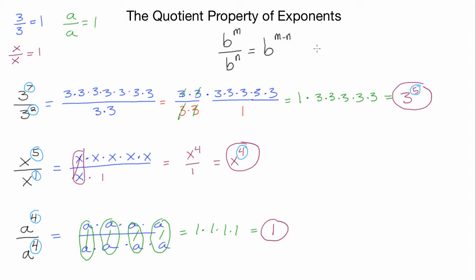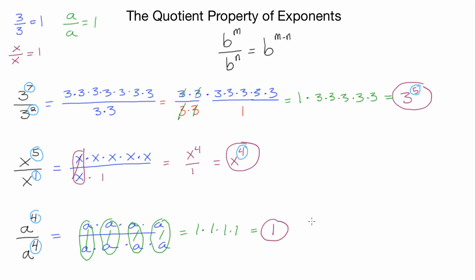So it's kind of like the opposite of multiplication. In multiplication, we combined all these multiplying numbers and variables together, and so we added the exponents. But in division, I'm canceling things out. I'm dividing to get ones. And so what happens is we subtract the exponents. 7 minus 2 is 5, so 3 to the 5th. 5 minus 1 is 4, so I end up with 4 x's, x to the 4th.